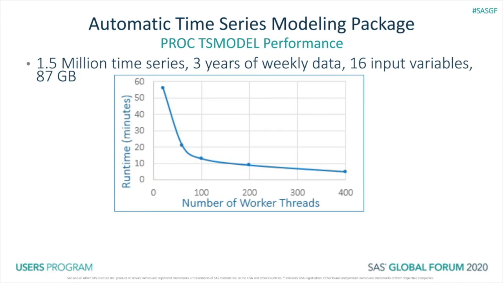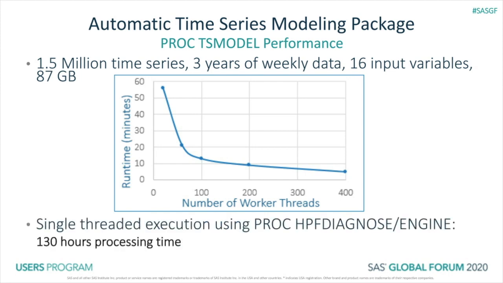This is just a quick slide that shows how the system scales. So here we ran up to 400 threads with a data set size of 87 gigabytes, and you can see that it scales very well, culminating at about 5 minutes when using 400 processing cores to run this really large data set. Comparatively, if we did the same thing using our serial processing framework, it took 130 hours.